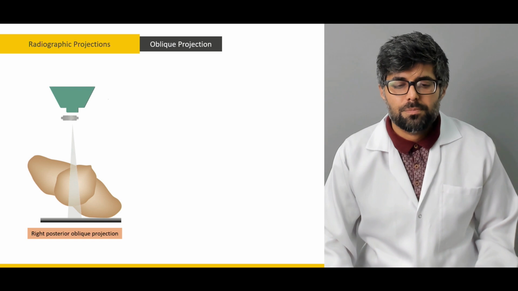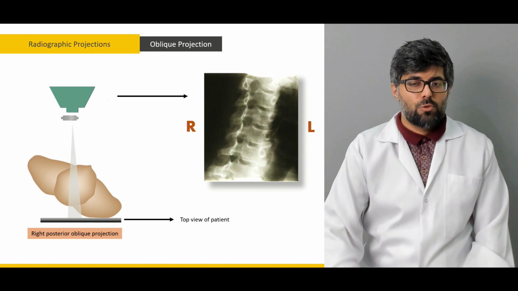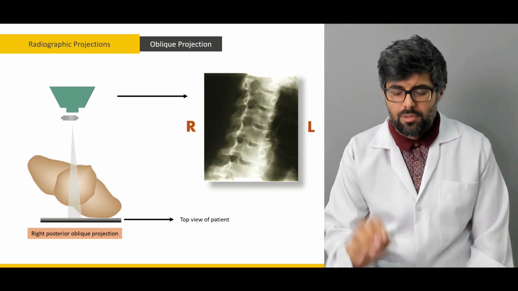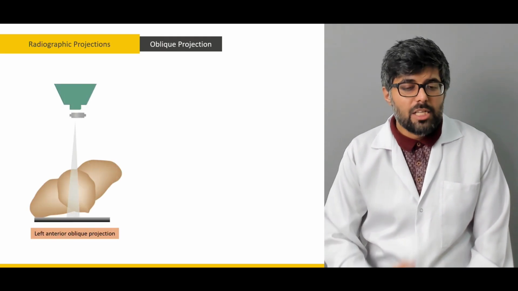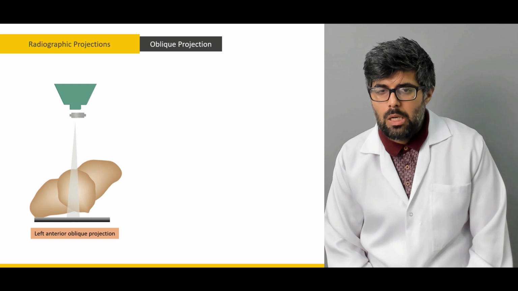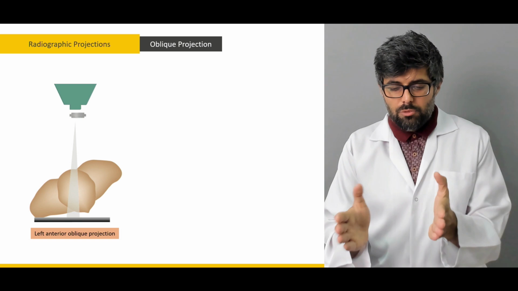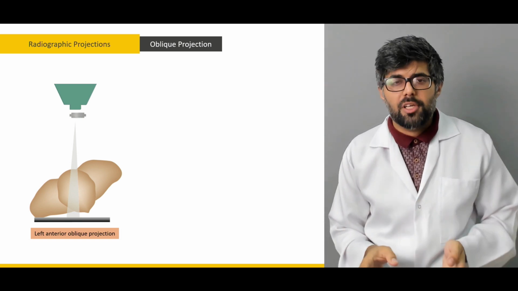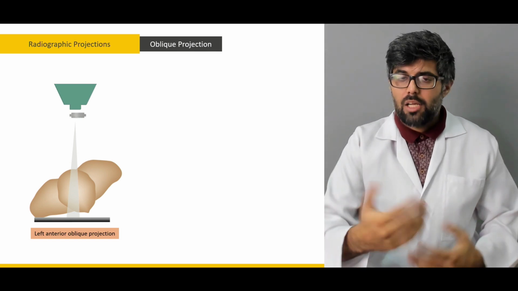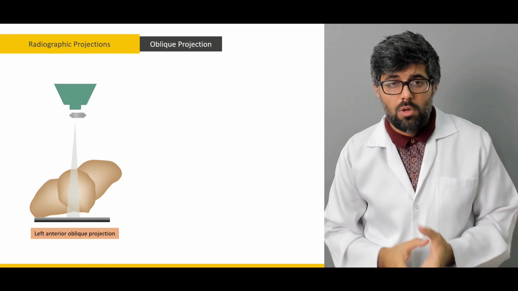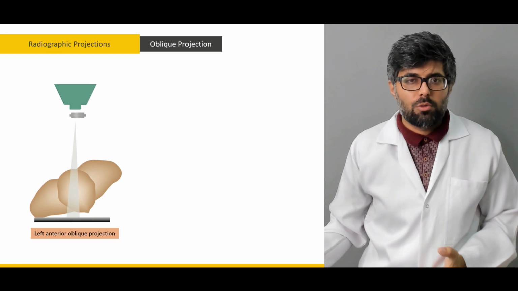There's another oblique projection, the right posterior oblique projection, which is shown from right to left. Next is the left anterior oblique projection. Now, there is a rule in radiology that the radiograph is always printed like the patient is standing in front of you. And this is the rule that is always followed, either in the AP, PA, or the lateral views.